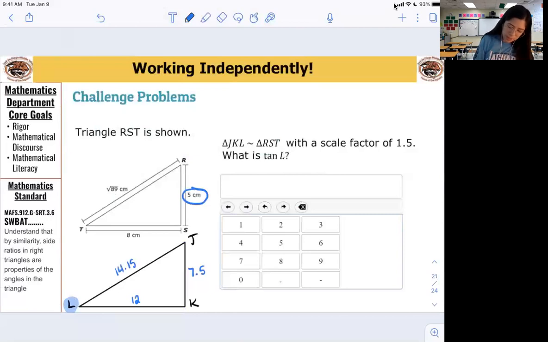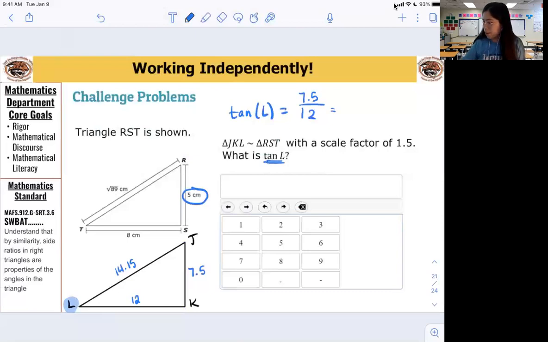Then it's asking you what is the tangent of L. So the tangent of L would be 7.5 divided by 12. Right? You got an answer. What do we got? 7.5 divided by 12 is 0.625. It doesn't look like you can keep it as a fraction, so you would put it as a decimal. So that's the answer. That was the long way to do it.